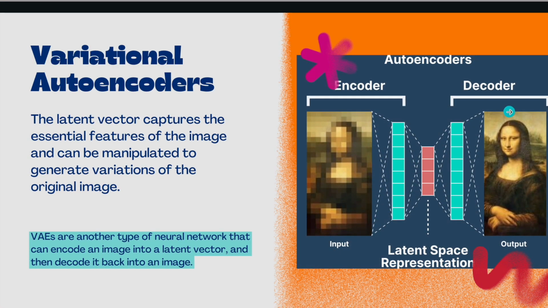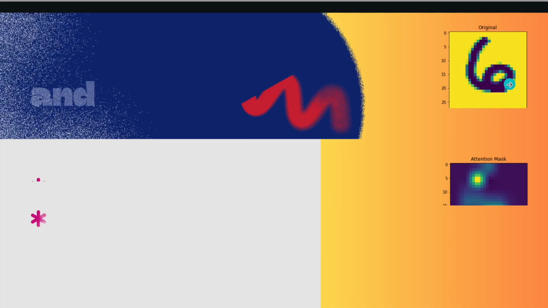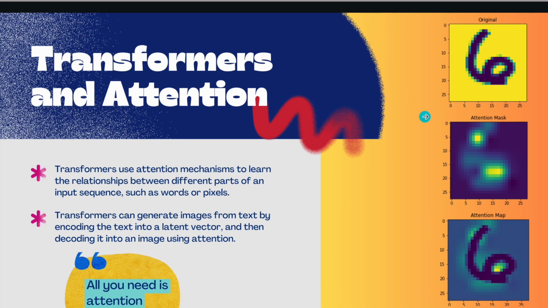VAEs are another type of neural network that can encode an image into a latent vector, and then decode it back into an image. The latent vector captures the essential features of the image and can be manipulated to generate variations of the original image. Transformers are a recent innovation in natural language processing that can also be applied to image generation. Transformers use attention mechanisms to learn the relationships between different parts of an input sequence, such as words or pixels. Transformers can generate images from text by encoding the text into a latent vector, and then decoding it into an image using attention.